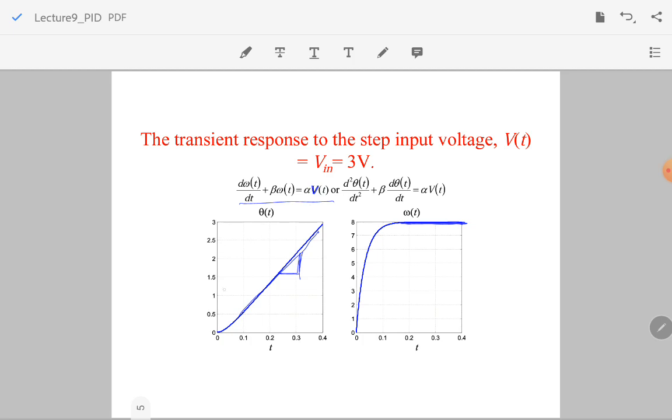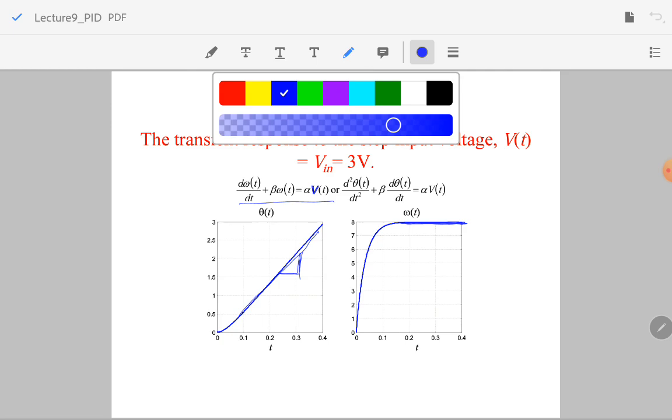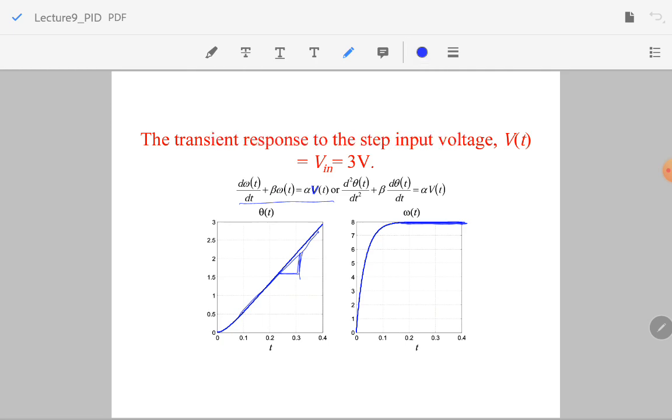So when I plotted the response, you have omega, that's going to be constant. You have this constant steady state value, and you have theta, which is growing linearly. That makes sense because when you look at the first equation, when the v is constant, you're going to have a constant solution. It's part of the total solution.